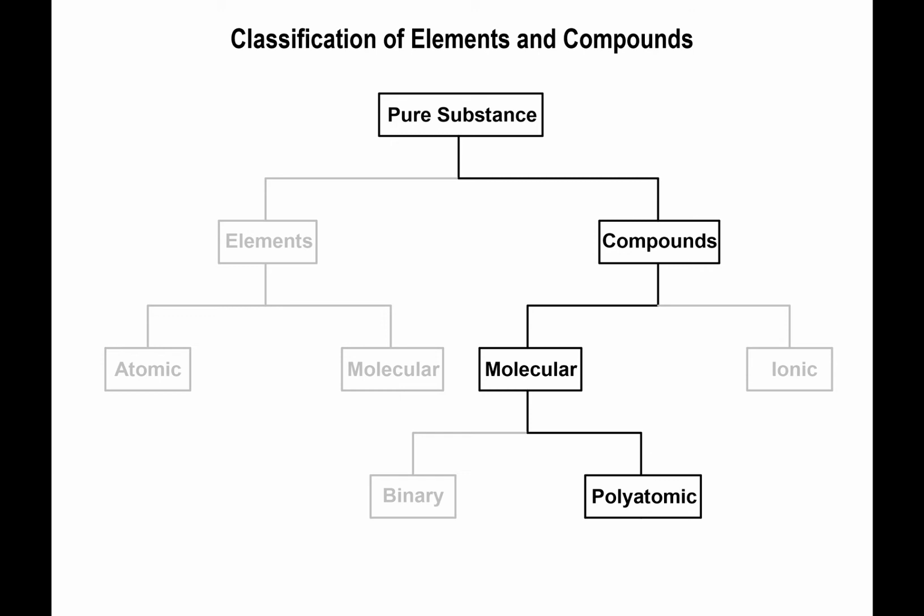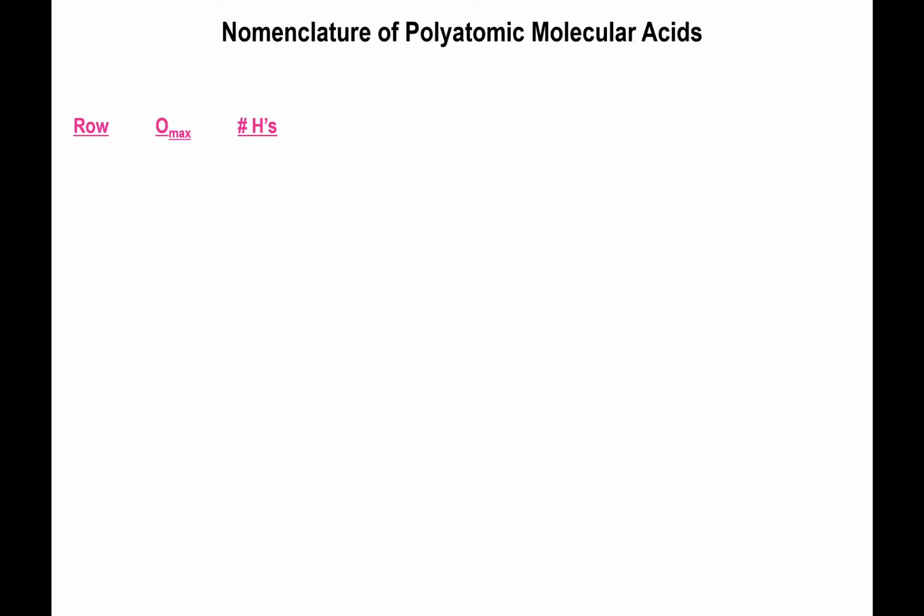Okay, let's talk about polyatomic molecular compounds. These, technically speaking, by definition, are compounds that contain mostly nonmetals and where you have more than two different kinds of elements. In particular, the ones that we're going to focus on are the ones that contain only three different kinds of elements, where the first element is hydrogen and the last element is oxygen. We refer to them as molecular oxyacids.